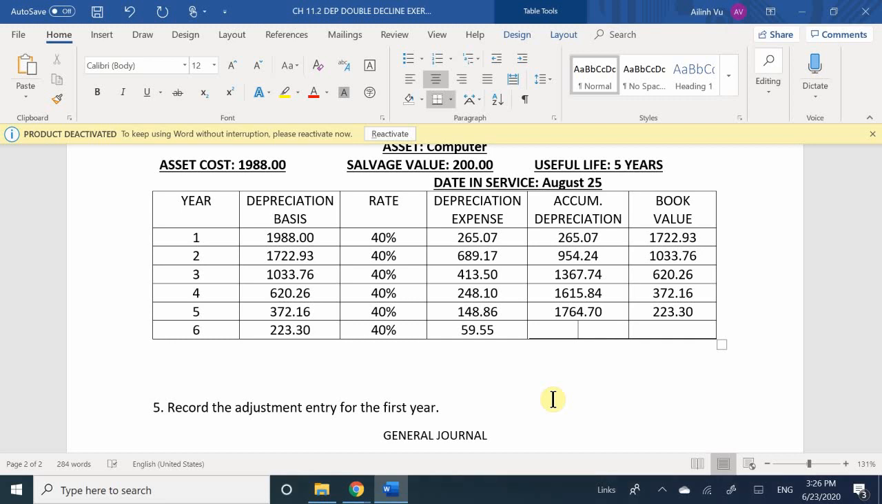Okay, so accumulated depreciation, I get 1824.25. Yes, I got that as well. And then what is the book value now? 163.75. Okay, now, can I have a book value that low? No, you can't go below the 200 salvage value. So therefore, you need to adjust this to be exactly 200.